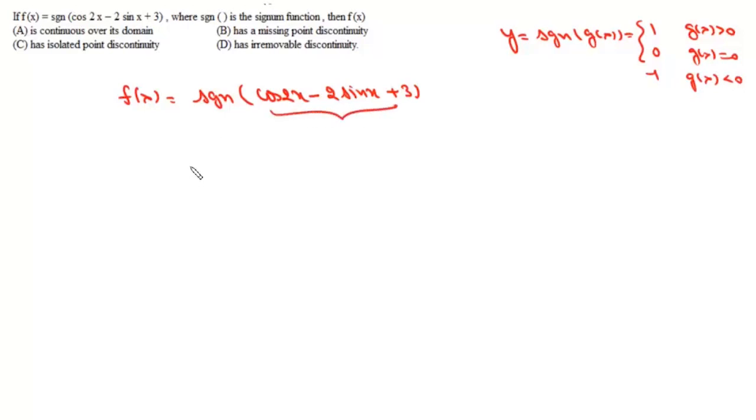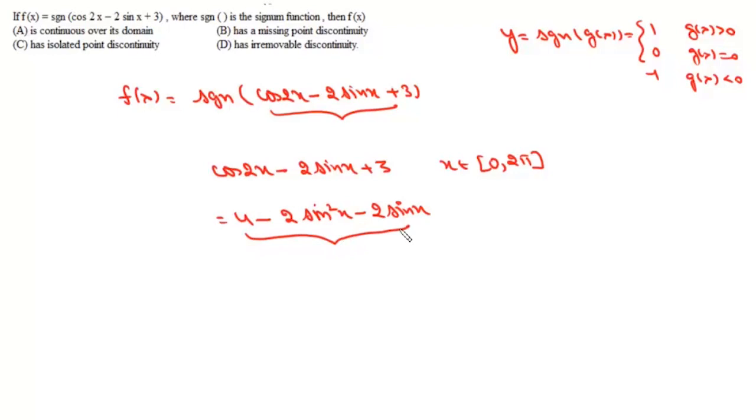Now what we'll do is we'll find a range for this function. So we look at cos 2x minus 2 sin x plus 3 when x belongs to 0 to 2 pi. Now since this function is periodic with period 2 pi, we'll work out the solution in 1 period. We want to know whether this expression is either greater than 0 or equal to 0. Now we know that whenever g(x) is greater than 0, it will be 1, and at 0 it is 0. So what we'll do is we'll find the points where this function is 0.